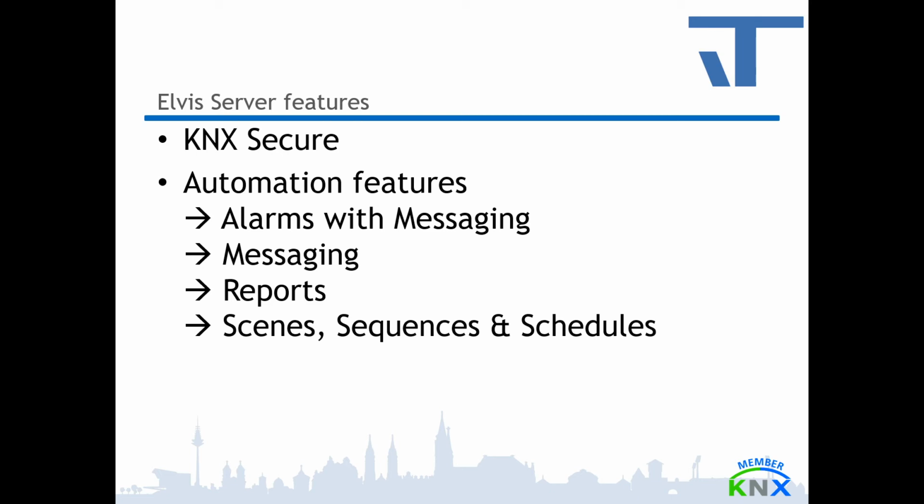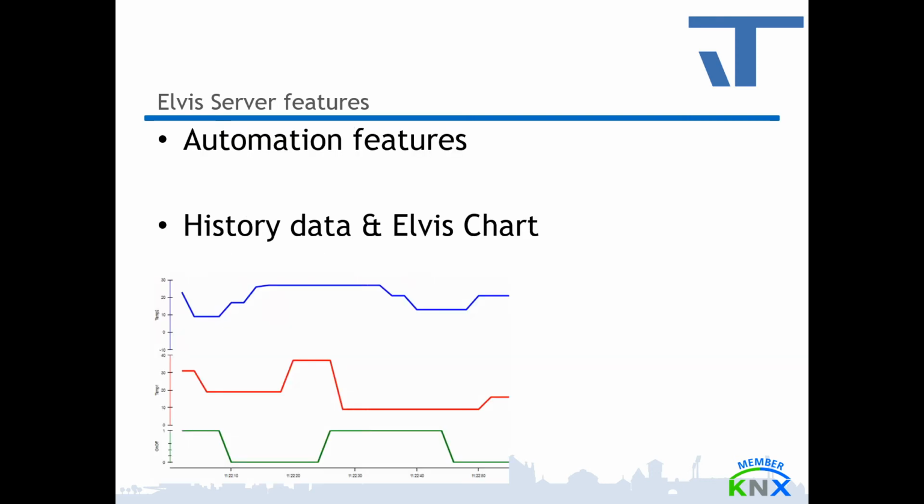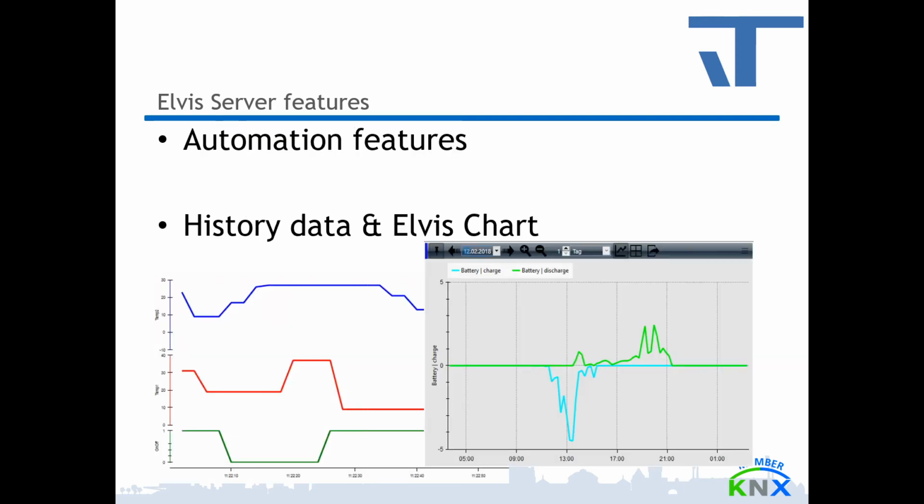Before I come to the report functions, we have to talk about history data and Elvis chart. With Elvis, you can record all the data from your plant. By using the Elvis chart, you can show this data to the customer. You can choose to display the data in graphic or tabular form. Sometimes you want this data outside of Elvis, or you need a consumption report for the administration.